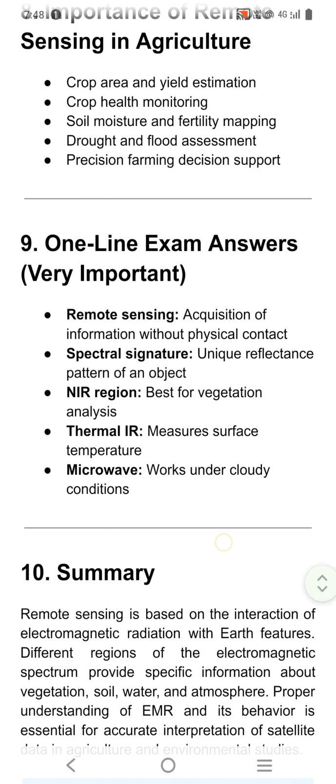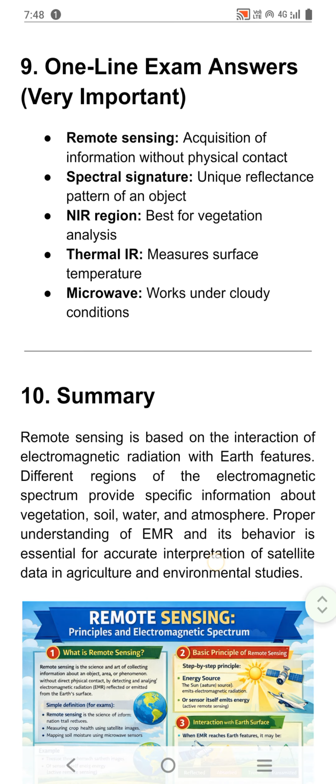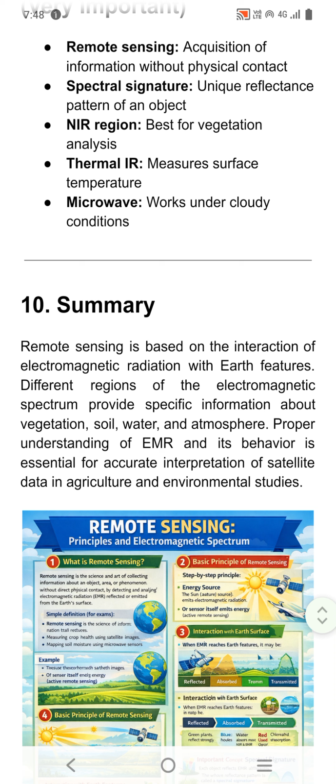For one-line exam purposes, very important points: remote sensing definition is acquisition of information without physical contact. Spectral signature is the unique reflectance pattern of an object. The NIR region is best for vegetation analysis. Thermal infrared measures surface temperature. Microwave works under cloudy conditions.